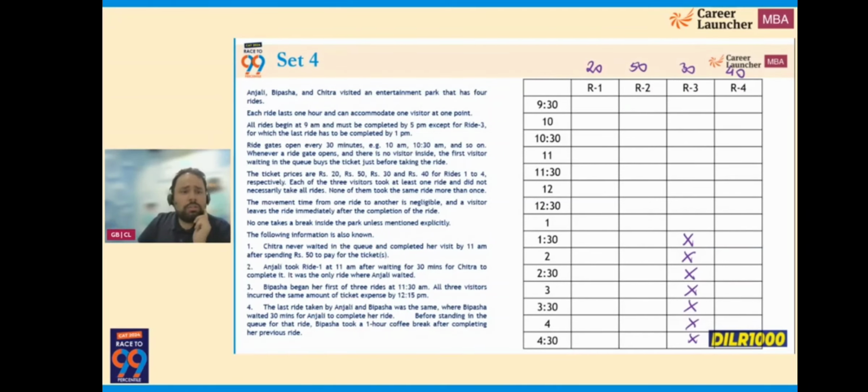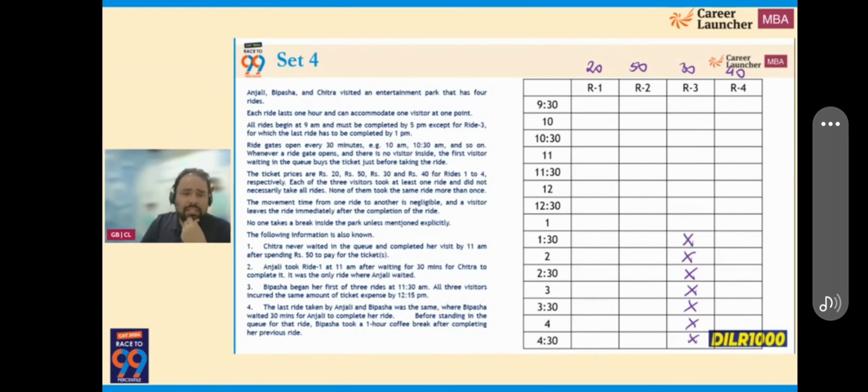The movement time from one ride to another is negligible. A visitor leaves the ride immediately after completion. So negligible time between rides. No one takes a break inside the park unless mentioned explicitly. If it's not mentioned, they're not taking a break, okay?